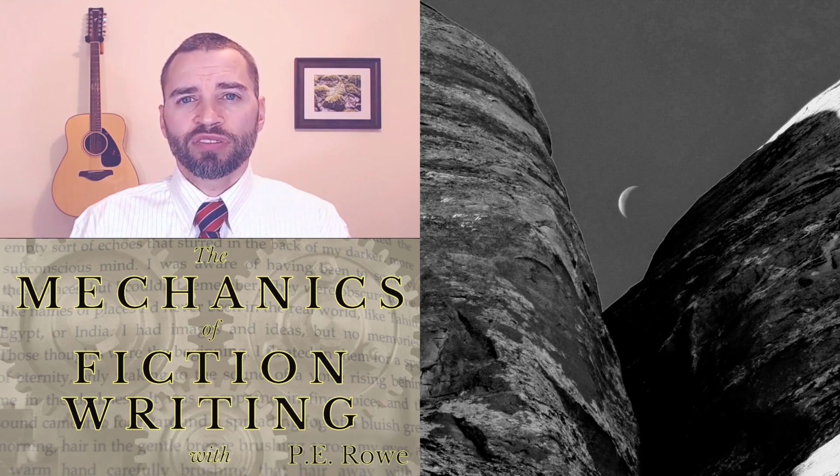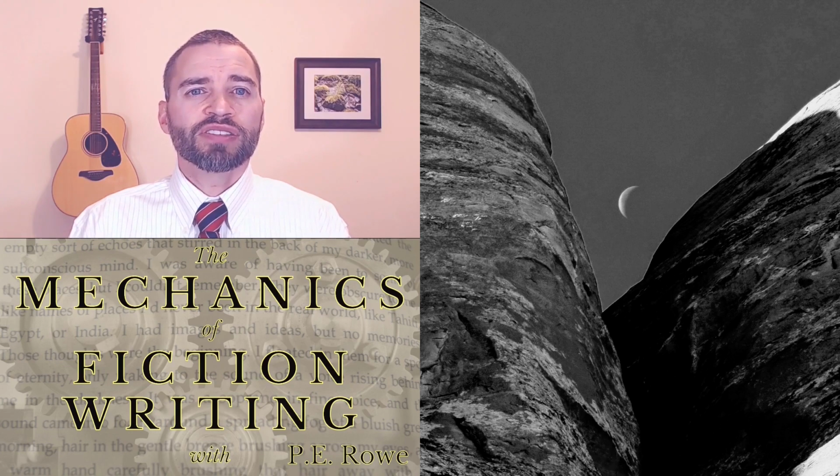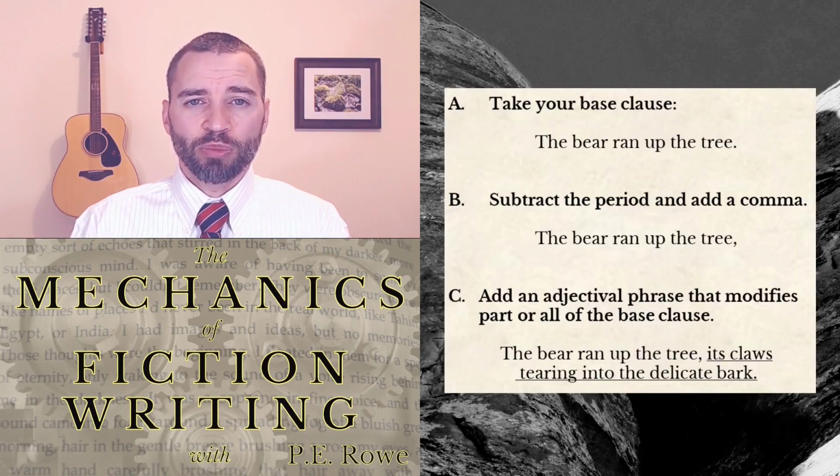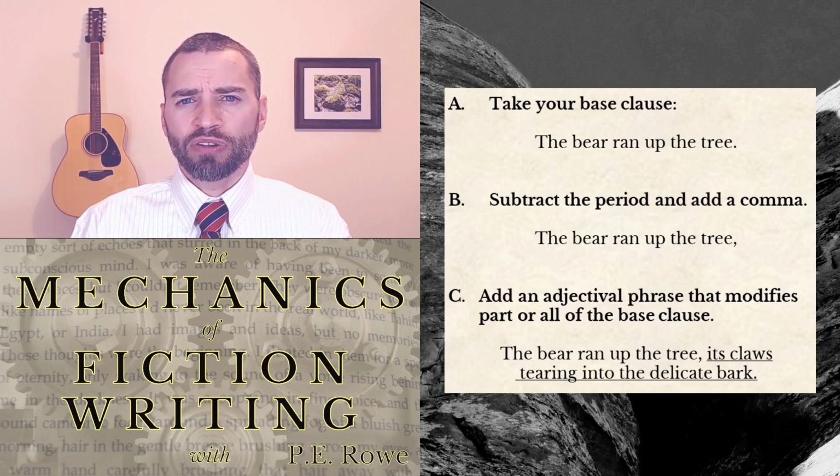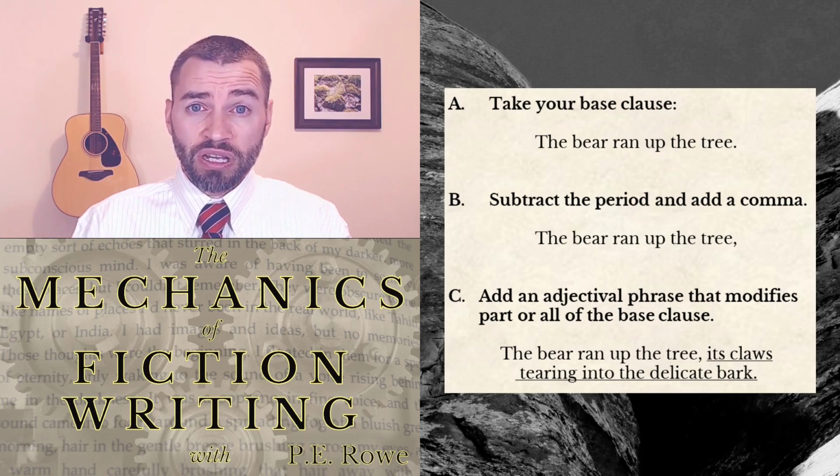The basic formula for adding a loose modifying phrase is simple. A. Take your base clause. The bear ran up the tree. B. Subtract the period and add a comma. The bear ran up the tree, comma. C. Add an adjectival phrase that modifies part or all of the base clause. The bear ran up the tree, its claws tearing into the delicate bark. Looks pretty simple, right? It is.